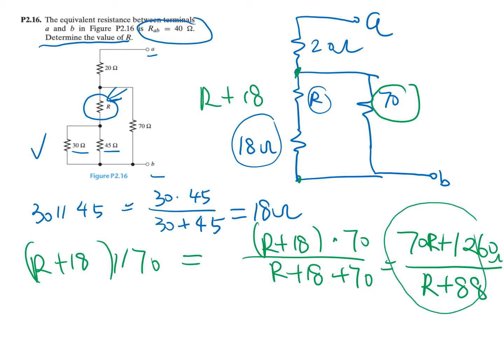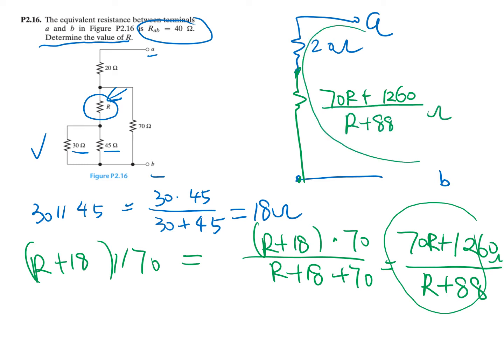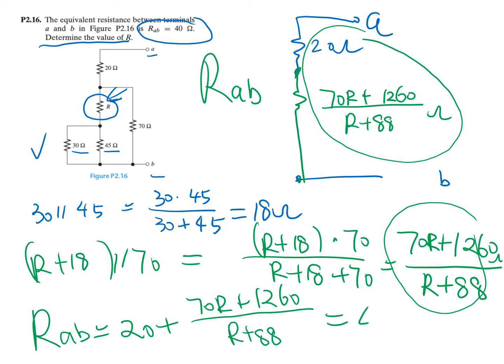So now this becomes (70R plus 1260) over (R plus 88) ohm. And we add the 20 ohm together, we are going to get the equivalent resistance, RAB. So RAB is equal to 20 plus (70R plus 1260) over (R plus 88). That's equal to 40 ohm.